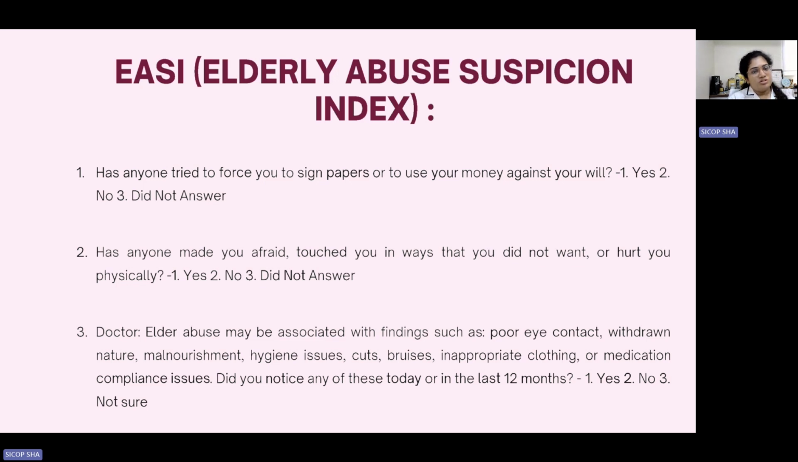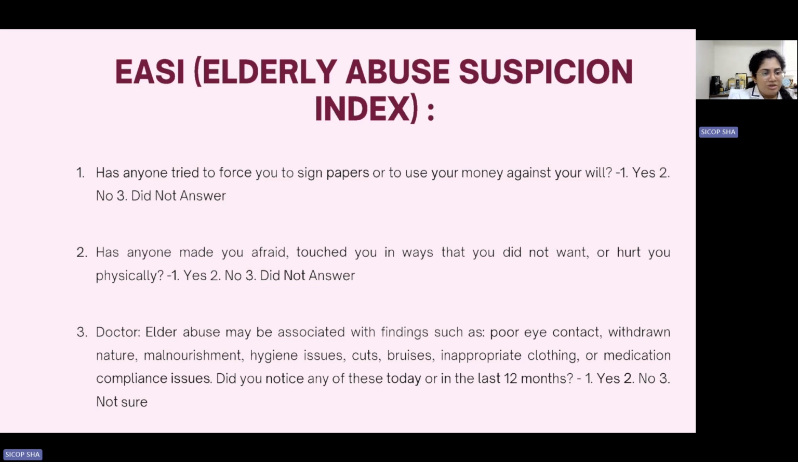Next is the Elder Abuse Suspicion Index. These questions we have to ask to the patients. Has anyone tried to force you to sign papers or to use your money against your will? Yes, no, or did not answer. You will be scored: if yes, 1; if no, 2; and 3 for did not answer. Has anyone made you afraid, touched you in ways that you did not want, or hurt you physically? Again, yes, no, and did not answer.